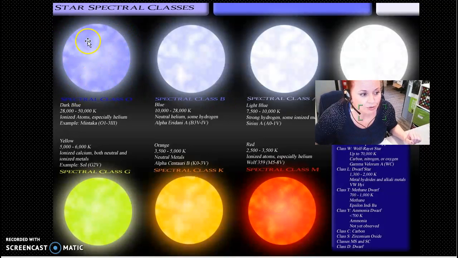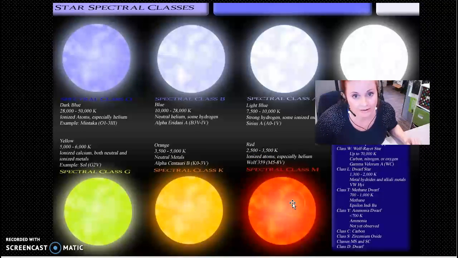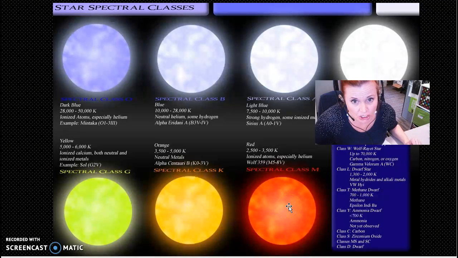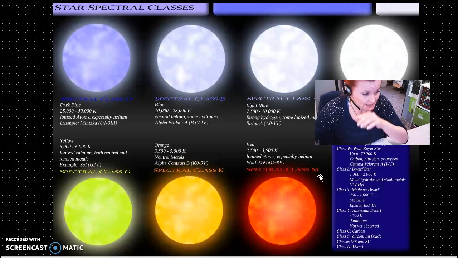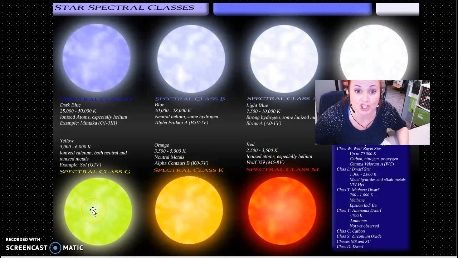So our darkest blue stars can live about 100,000 years before they die. The red stars here can live about 100 billion years before they die. That's a huge difference, right? So you have to kind of keep that into consideration. We are spectral class G, so we live somewhere in the middle. About 5 billion years. So that's, I lied, about 10 billion years. That's about the lifespan of a class G star. We are currently at about 5, so we're about halfway through our lifespan.